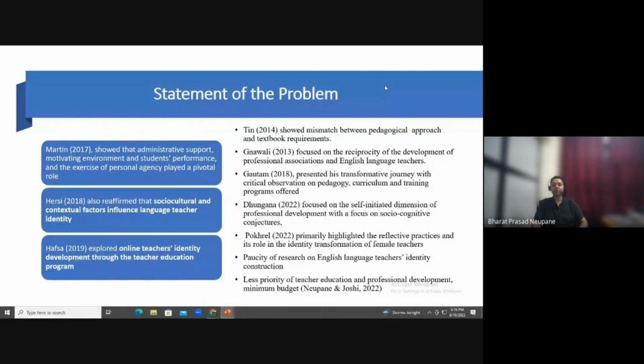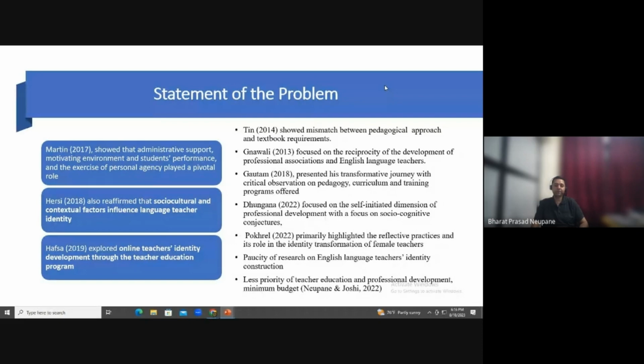Whereas Dhungana 2022 focused on the self-initiated dimension of professional development with a focus on socio-cognitive conjectures, whereas Pokhrel 2022 primarily highlighted reflective practices and their role in the identity transformation of female teachers. So from the exploration of these empirical studies on English language teacher professional identity, I came to realize that there is a paucity, a scarcity of research on English language teachers' identity construction.